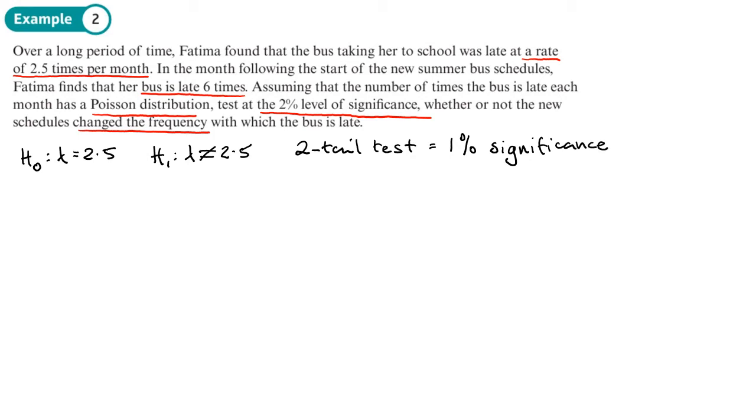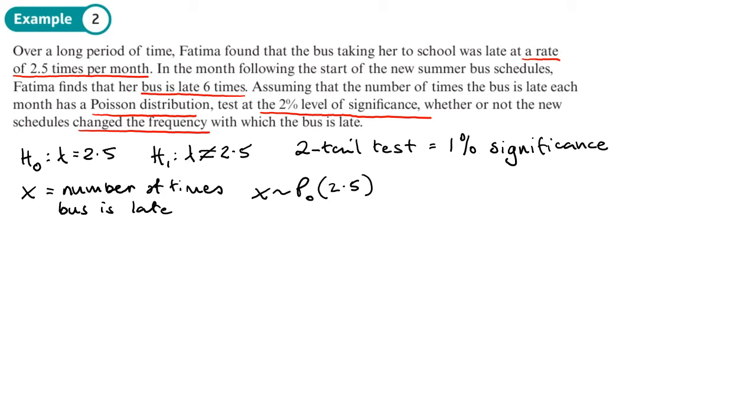And right, what's X going to stand for? Okay, so it's going to be the number of times the bus is late. And we're told that X is a Poisson distribution, and we always test H0, so that's going to be 2.5. And we want to find the probability. Now we need to decide whether it's going to be greater than or less than.